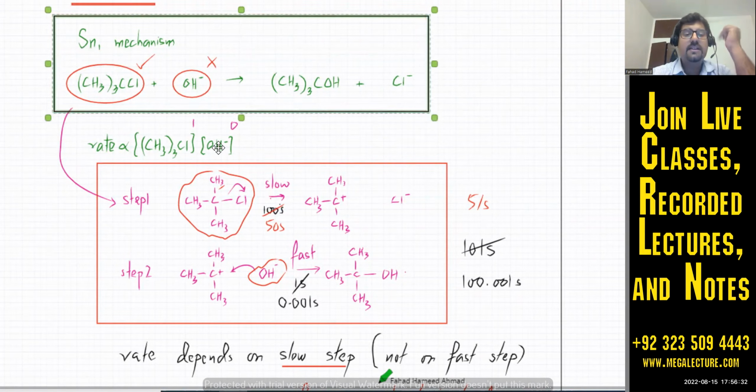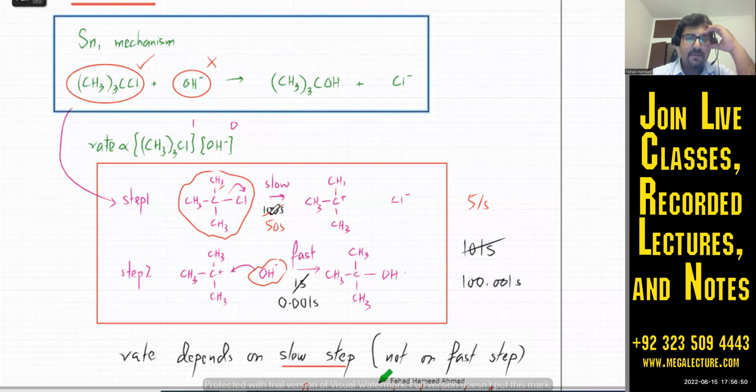So the overall reaction does not tell you what the steps are. This is reactant A, this is reactant B. You have no idea how they're reacting. The mechanism is the one that tells you a detailed path with which the reaction happens. So we wrote down the SN1 mechanism for this. It was a tertiary halogenoalkane.